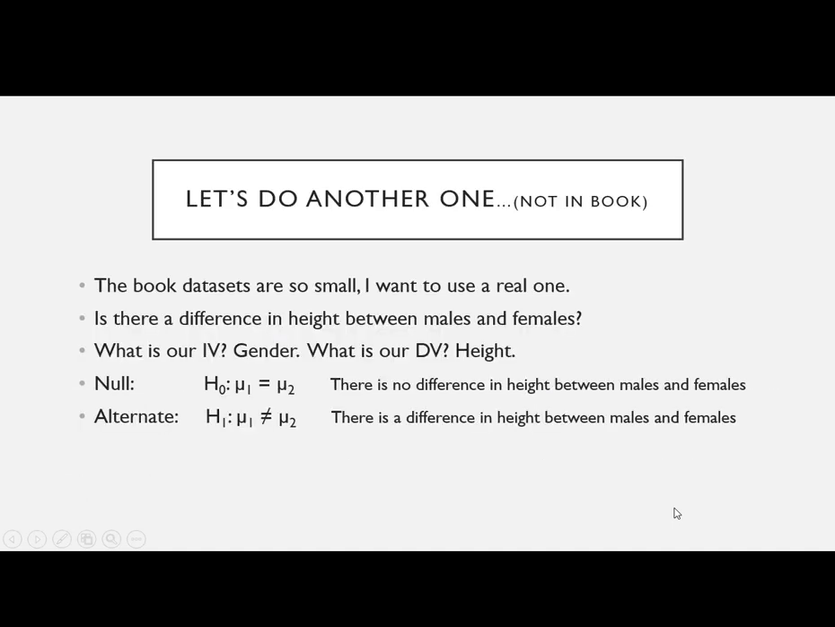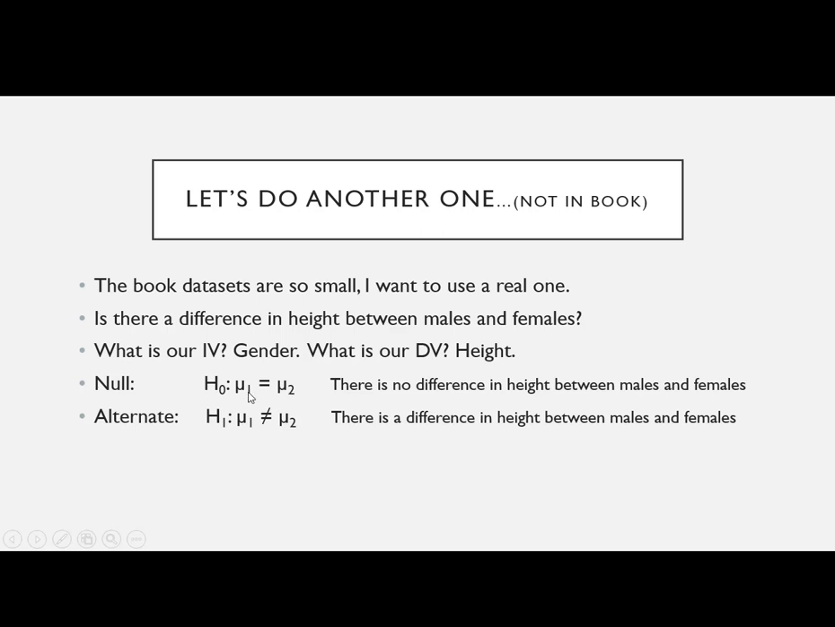All right, let's do another one that's not in the book. The book data sets are so small, I want to use a real one. So this is something from my own, or actually I think it's from the BMI data set. I'm not sure. So is there a difference in height between males and females? What is our independent variable? Gender. What is our dependent variable? Height. So my null. The null is that the mean of 1 is equal to the mean of 2.